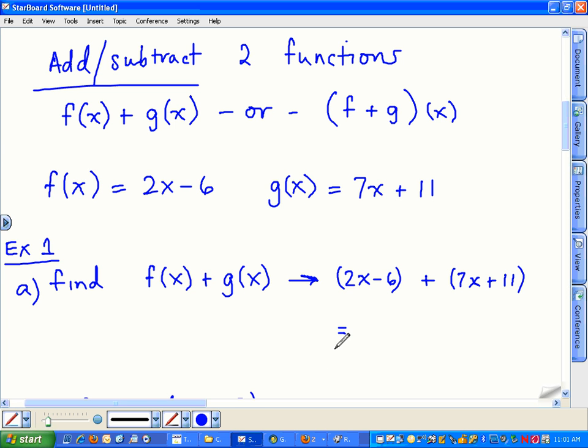But now it's just adding like terms. For example, the 2x can only be added to what? 7x, making 9x. The negative 6 adds to 11, making 5. And you're done. Look how easy that was. What's that?